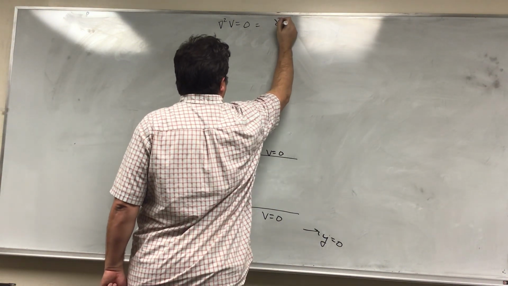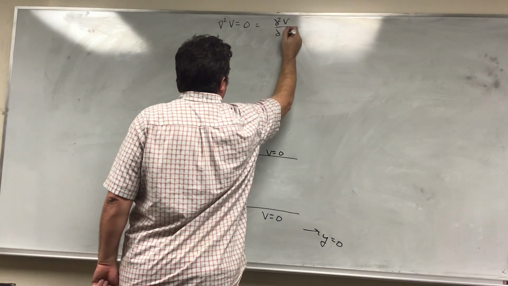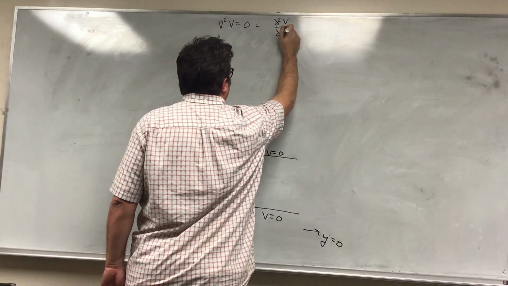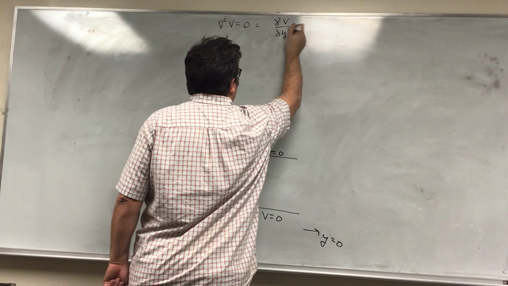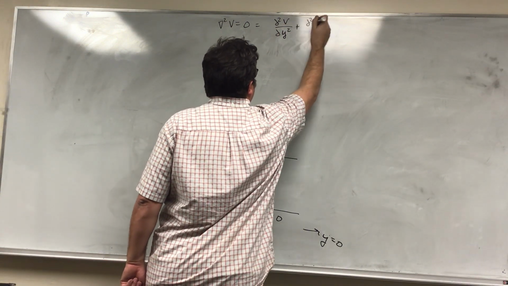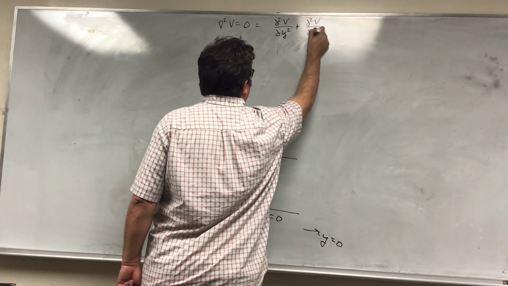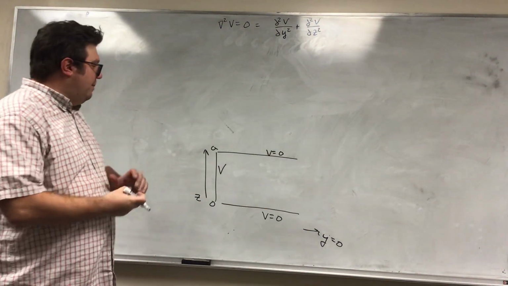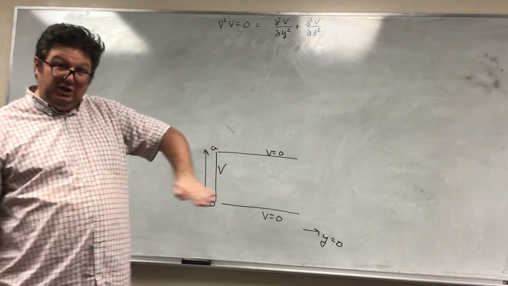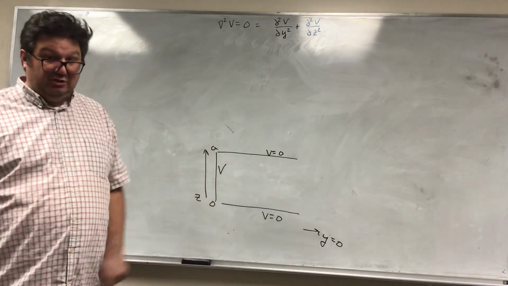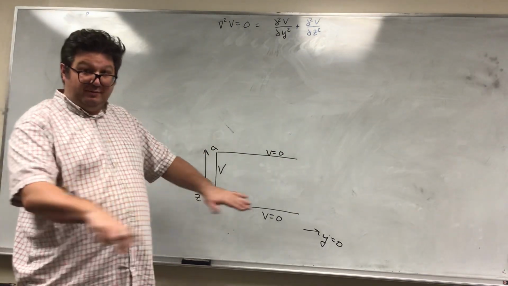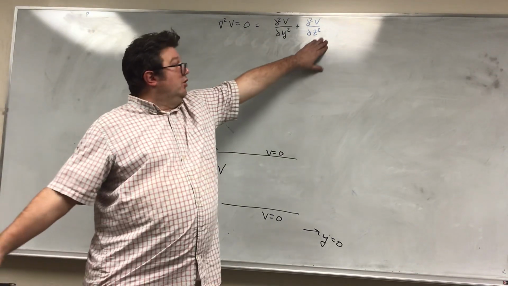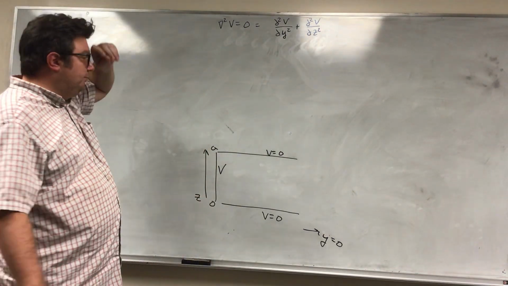So this is going to be the partial with respect to y squared plus the partial with respect to z squared. Now there is a partial with respect to x squared, but because we expect V to be completely uniform in that direction, non-changing because of the perfect symmetry, that term will go to 0, right? Just make it go to 0.